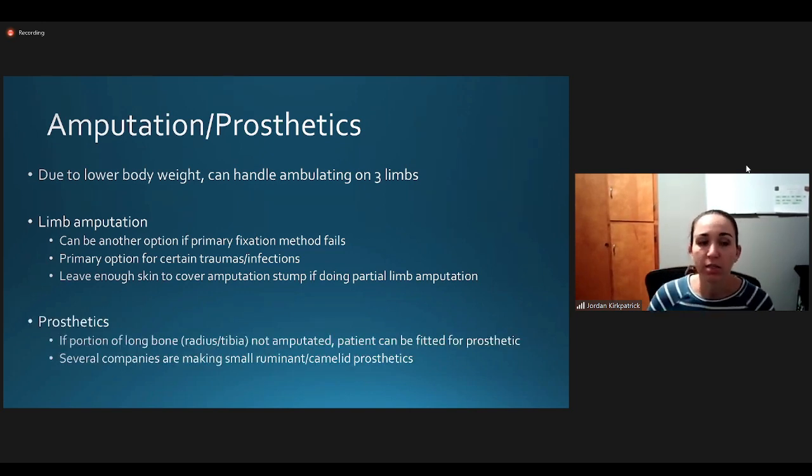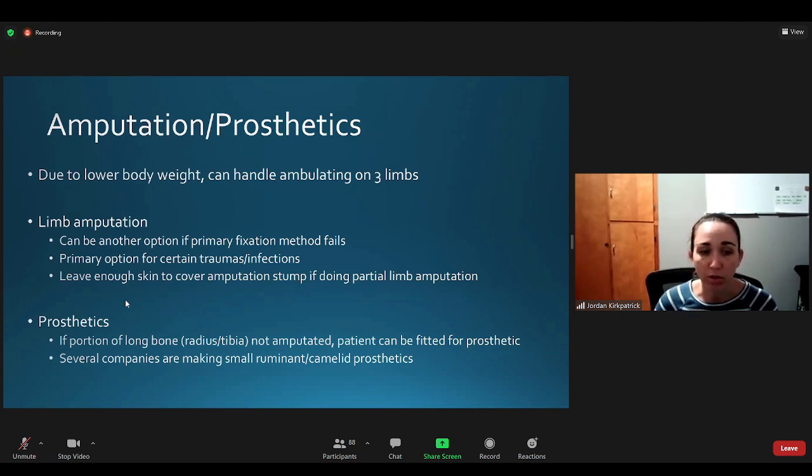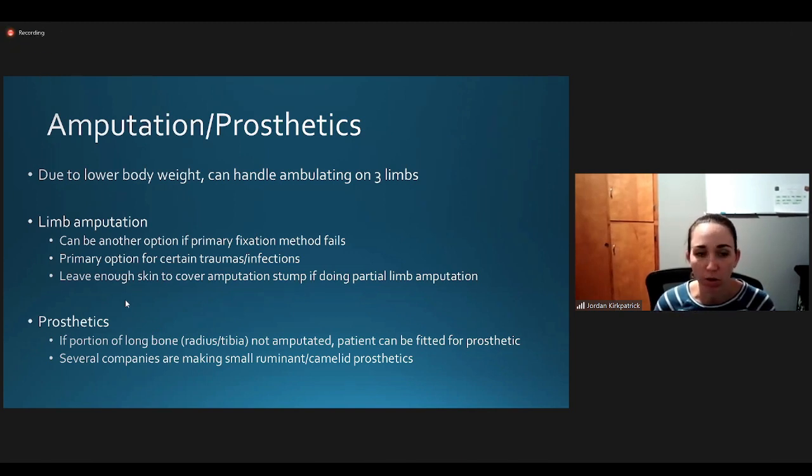And again, this for a prosthetic, it can only be on a long bone. So if you have to take the entire front leg off, they can't get a prosthetic. But if you can amputate at the level of the mid radius or the mid tibia or the mid metacarpus or metatarsal bone, then you could fit them for a prosthetic. And at least in the US, there are several companies that actually specialize in this now.